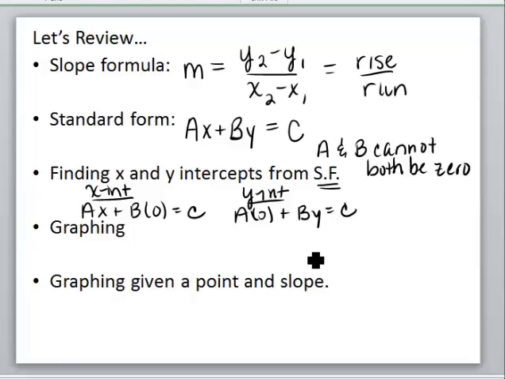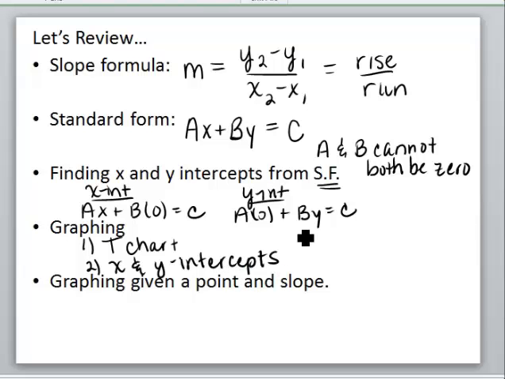The other thing we've talked about in trimester 1 is graphing. We know 2 ways of graphing. We could graph 1 by making a t-chart, and 2 by finding the x and y intercepts. We'll review both of those in these videos as well. And then this last part actually shouldn't be there. We're not going to review graphing given a point and the slope. We haven't actually learned that yet. We'll do that this trimester.